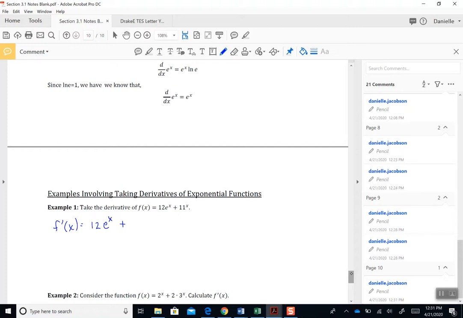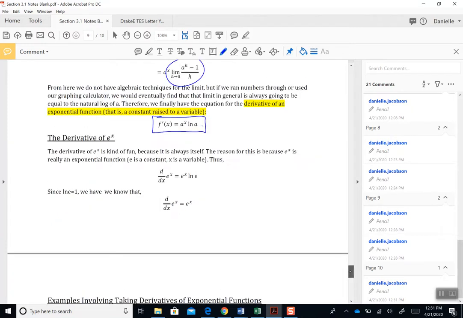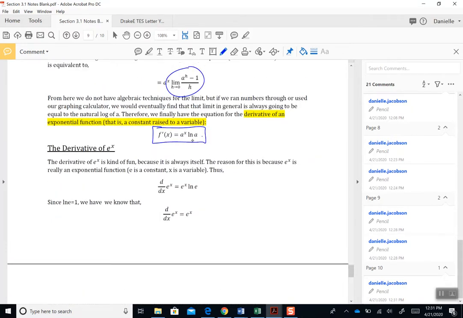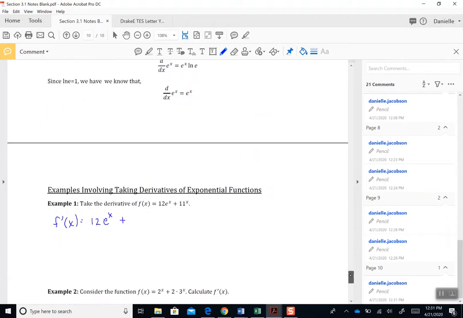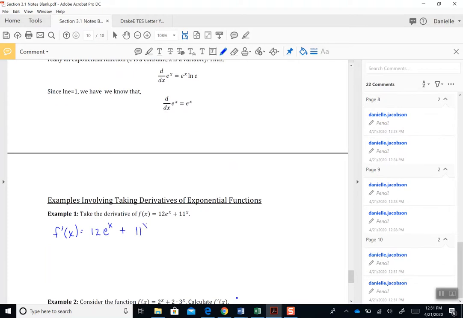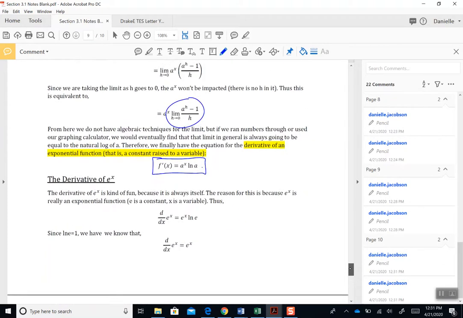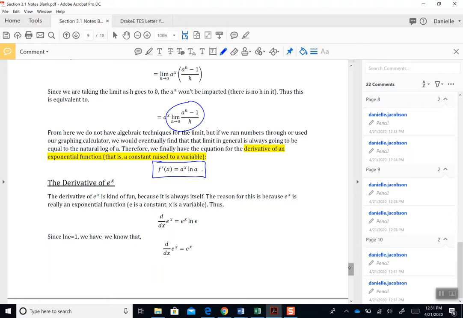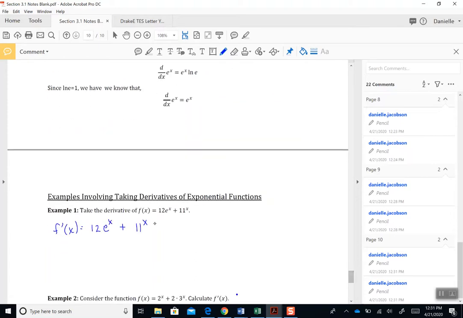It's not a constant. That means that I have to apply this property up here. So a is now my 11. So I have 11 to the x, running the 11 in where this a is, times the natural log of 11. Okay, we'll leave it like that. Not gonna turn it into decimals.